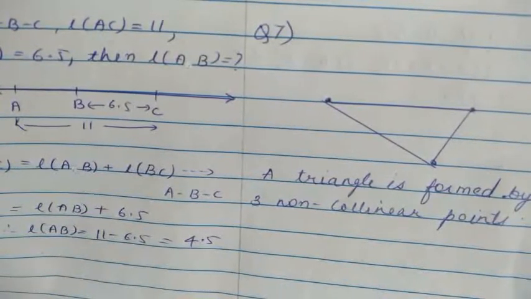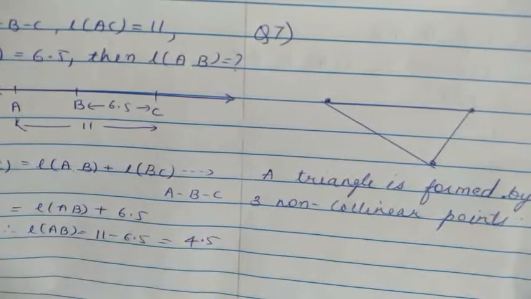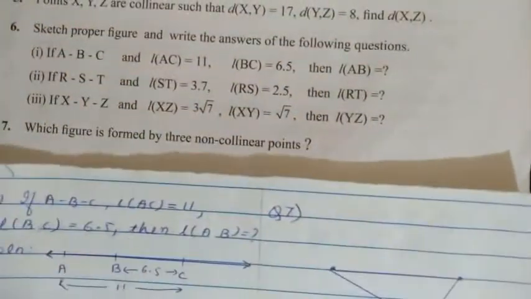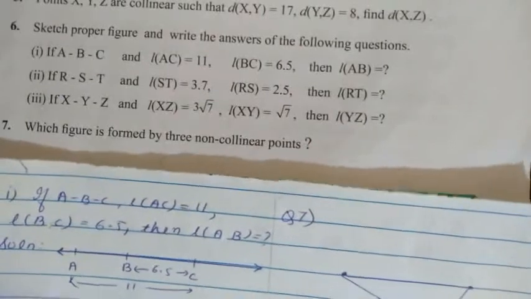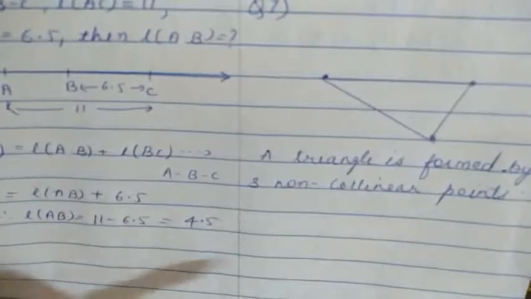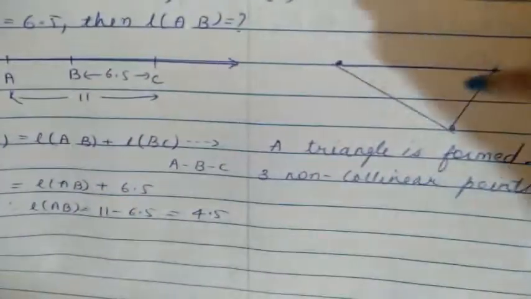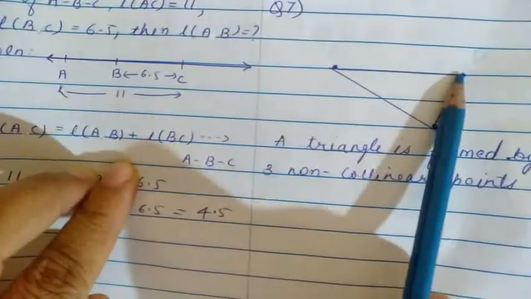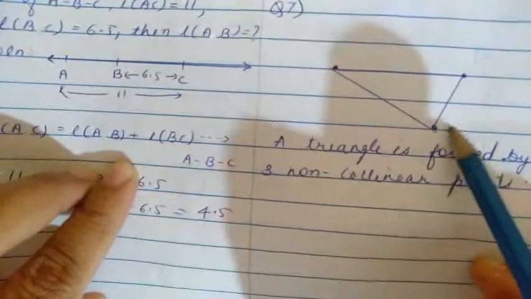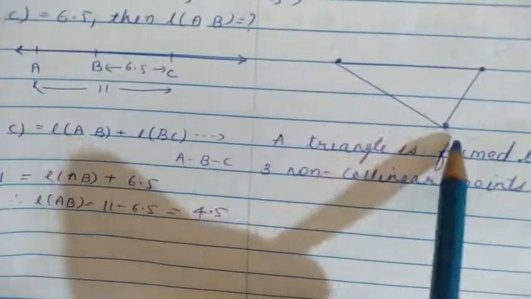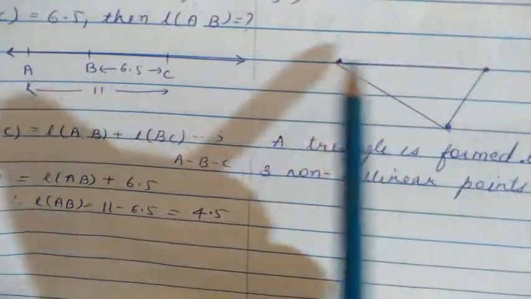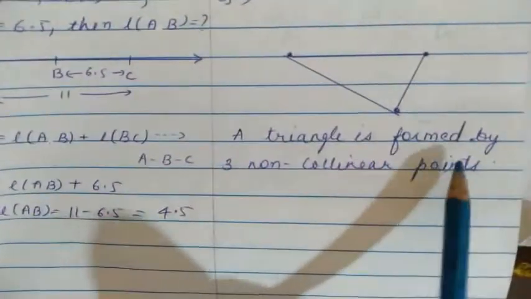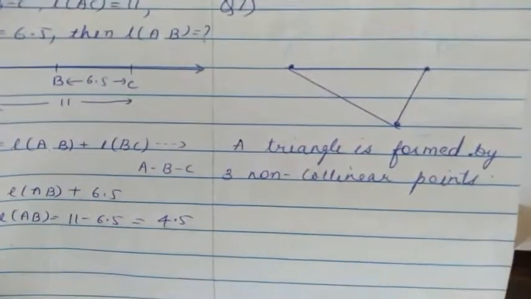You will find two more similar sums from this question which can be done for homework. Let us move on to question number 7. Question number 7 is, which figure is formed by three non-collinear points? You can see the figure which I have drawn here. Maybe we can call these points as point A, point B. You'll see point A and point B are collinear, but point C is non-collinear. If you join these points A with C, C with B and B with A, you will get a figure of a triangle. And therefore, a triangle is formed by three non-collinear points.